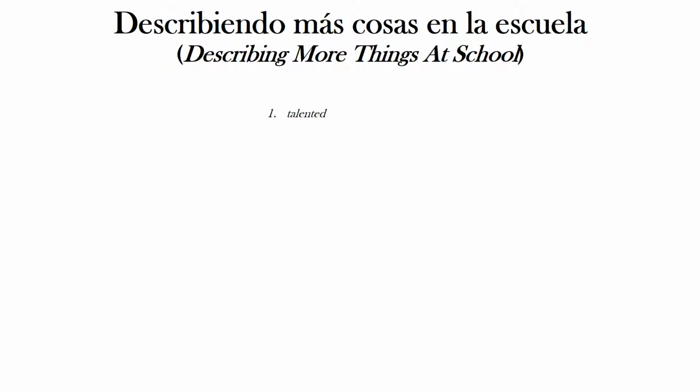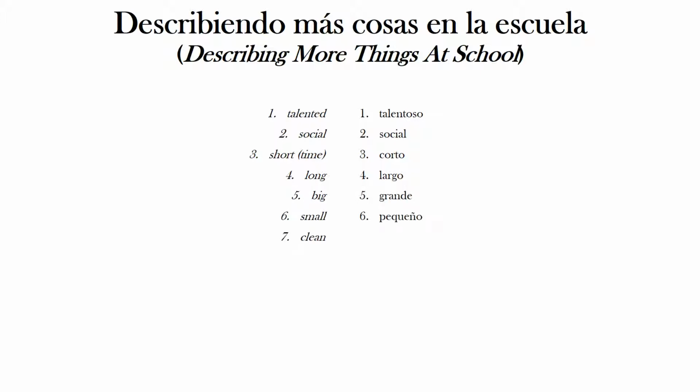Escribiendo más cosas. More things. Talented, talentoso. Social, social. Short in time, corto. So that's not short in stature. If you're a short person, you use what word? That's right, bajo. But a short class would be corto. Short amount of time. Long, largo. Looks like large means long. Largo. Big, grande. Small, pequeño. Clean, limpio. Dirty, sucio. Very, muy. Too, or too many, demasiado.